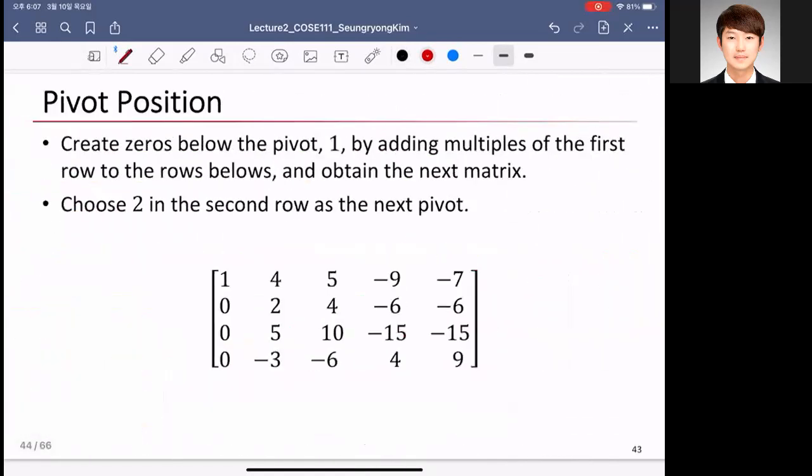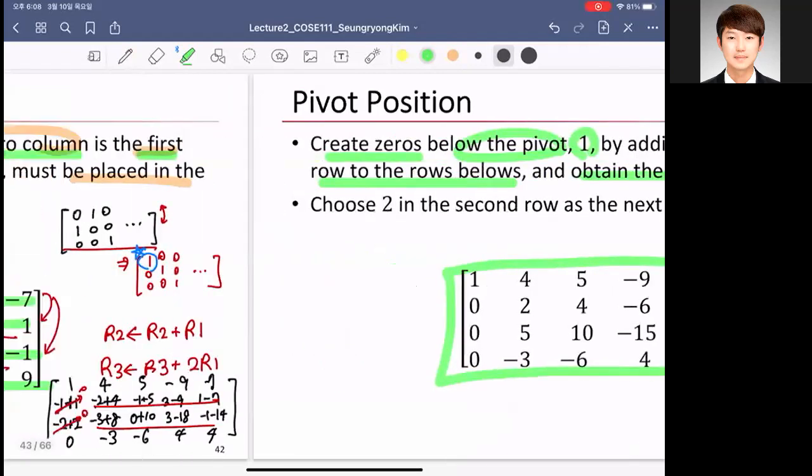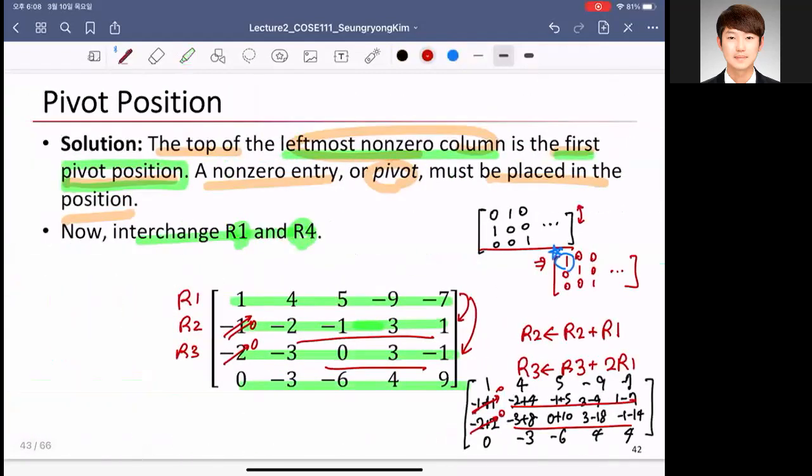By doing this, we create 0s below the pivot 1 by adding multiples of the first row to the 2 rows below, and obtain the next matrix. Then our new matrix is going to look like this. Okay. So first of all, in this case, this is the pivot position.